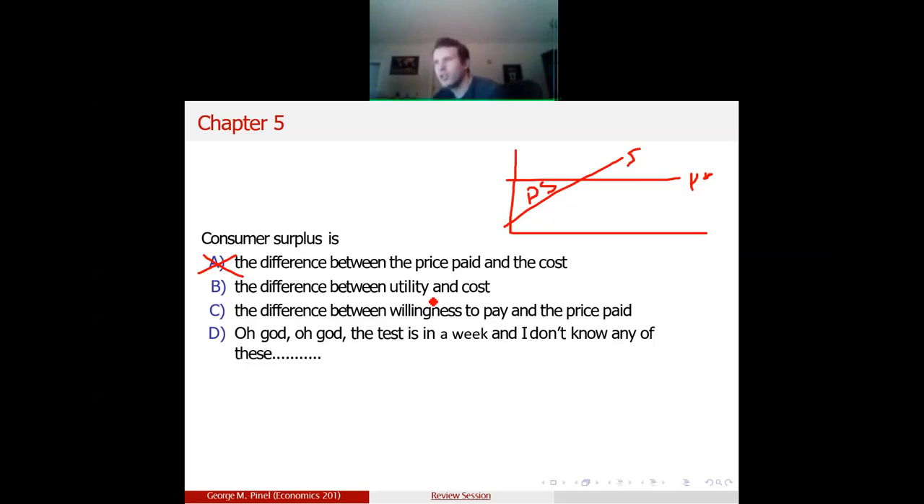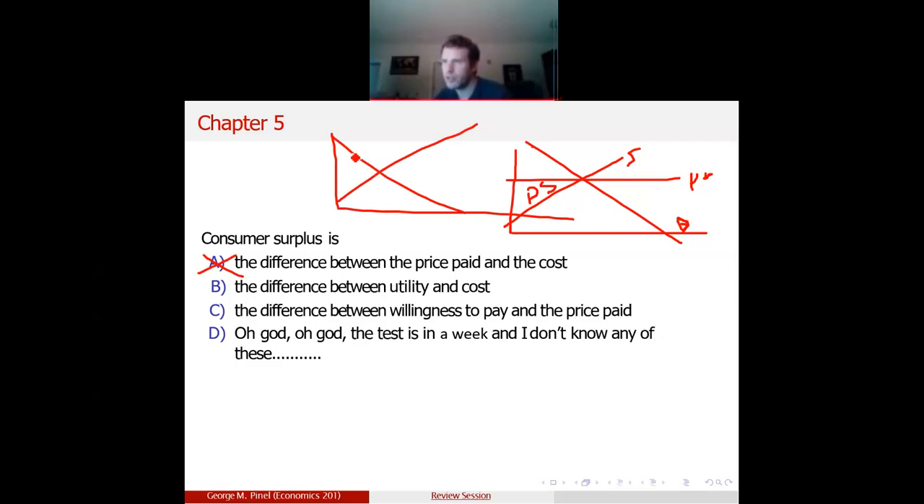Oh, it's related. Utility will be mapped on your demand curve in terms of willingness to pay, but it's not exactly the same thing. Moreover, I say cost. Cost is given by the supply function. So if I say utility and cost, and let's say we were mapping utility in terms of willingness to pay, you'd have this whole area here. With that, we know that's not consumer surplus, that's your total surplus. Okay.